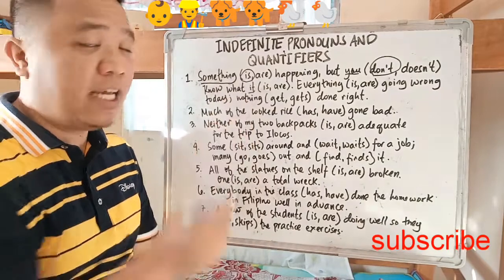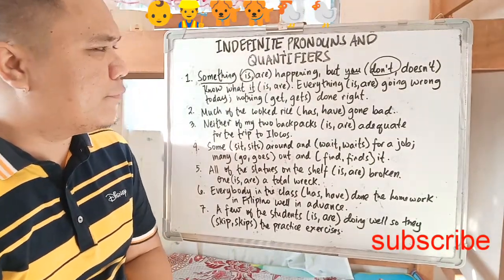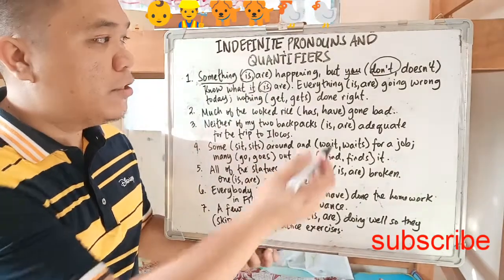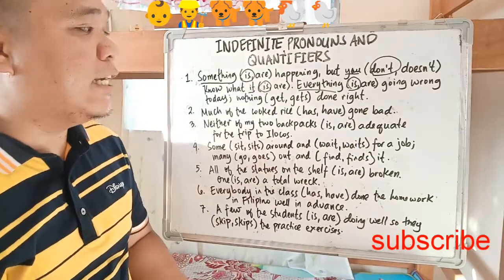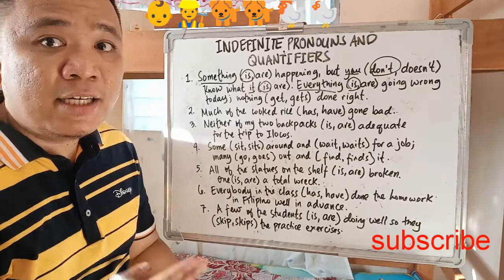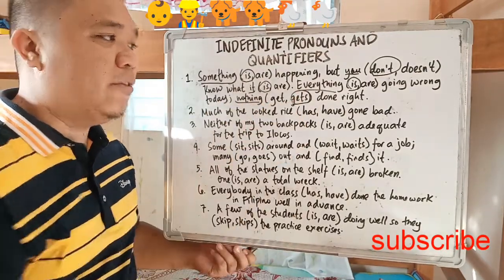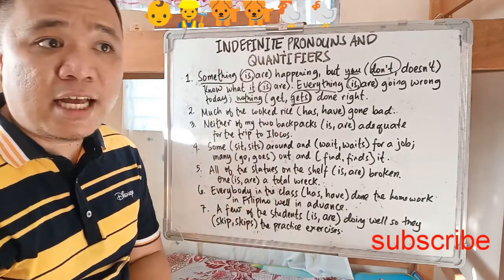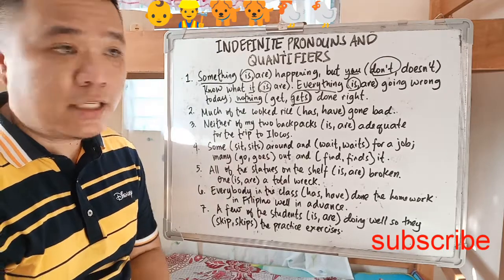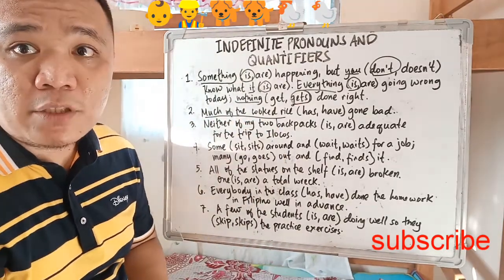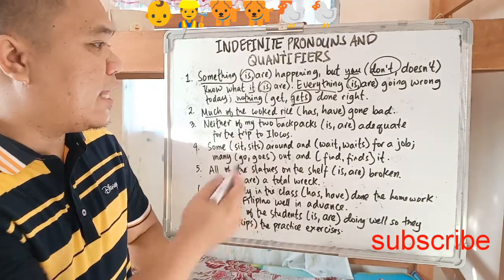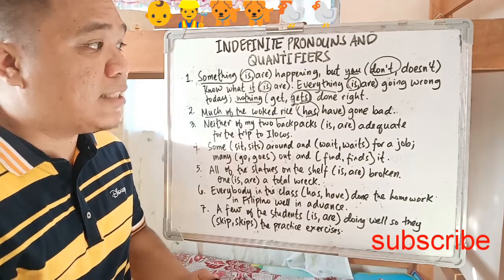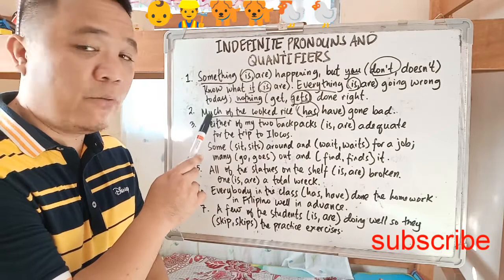Our subject is you and our verb is don't know what it is. So it is very obvious that it is singular third person, no gender at all. Everything is an indefinite pronoun, singular, so we need everything is going wrong today. Nothing is an indefinite pronoun, and it is singular. Nothing gets done right. Next, much of the cooked rice has have gone bad. Since rice here is non-countable, the function of much becomes singular. So much of the cooked rice is our subject, and that requires a singular verb. So much of the cooked rice has gone bad.